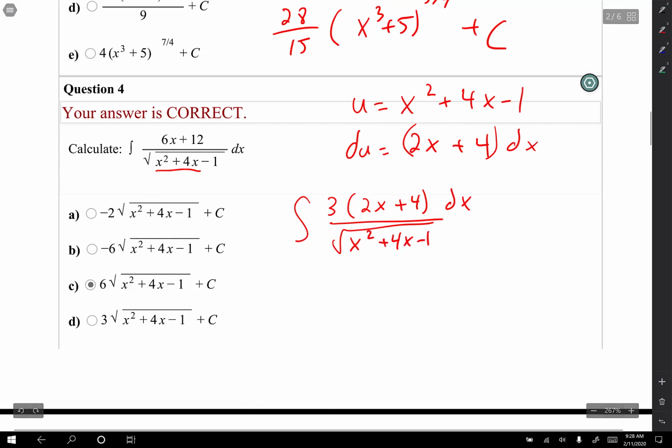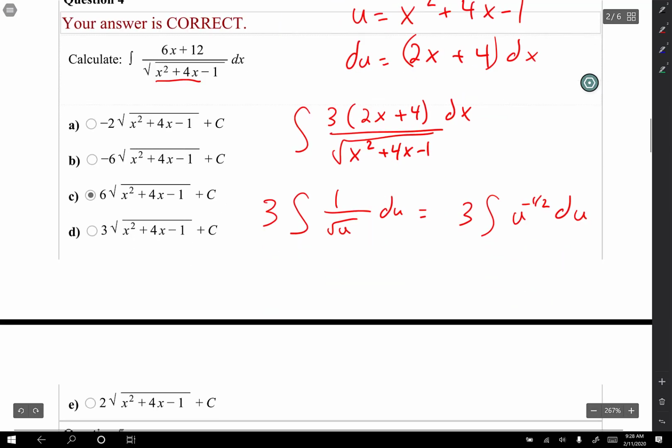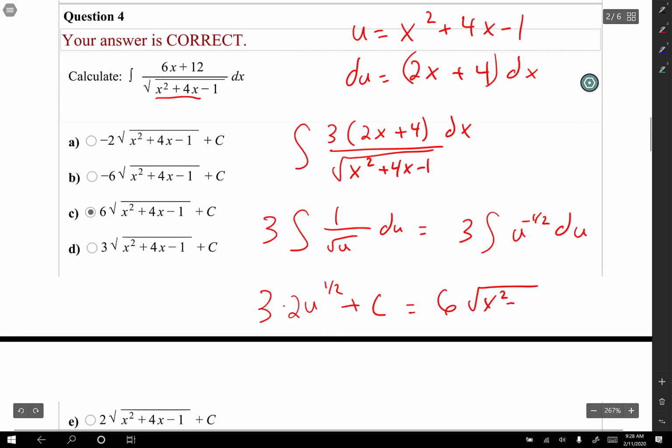All right, so here we go. Let's substitute. I'm going to bring the 3 outside. Integral, the 2x plus 4 is your du. So I'm going to say 1 over the square root of u du. So 3 integral u to the negative 1/2 du. And then I'm going to add 1. So leave the 3, leave some space, u to the 1/2 divided by 1/2, so that turns to a 2, plus c. And then 3 times 2 is 6. So 6 square root of, let's see, what was u again? x squared plus 4x minus 1, plus c. Let's go to the next one.